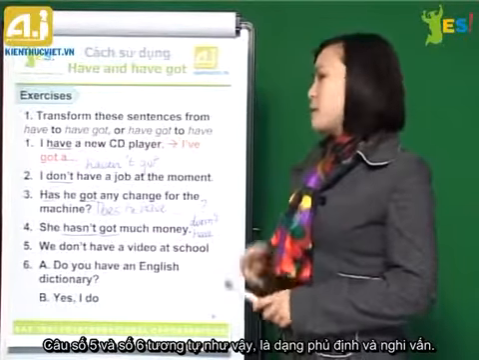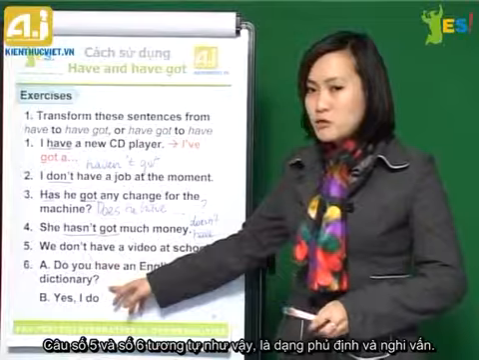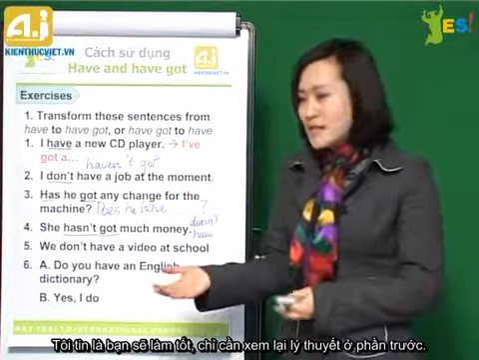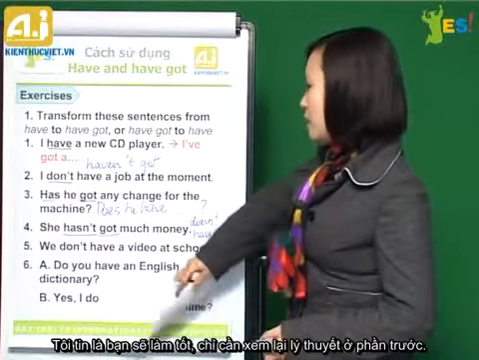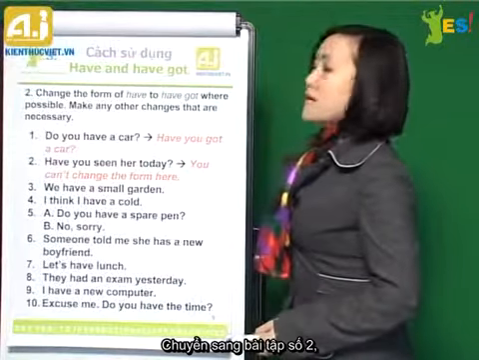Number 5 and number 6 are pretty similar. It's just the negative form and the question form. I'm sure you can do it, or just revise the theory that I talked to you about earlier. Move to exercise 2.